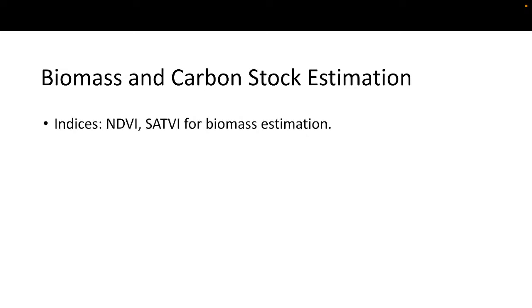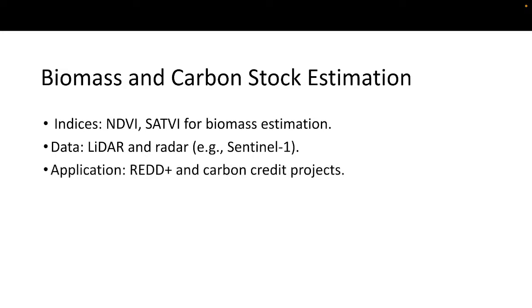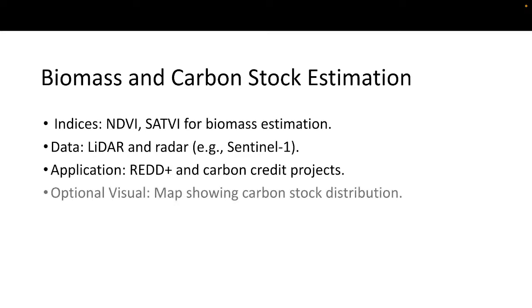As well as that, we also do biomass and carbon stock estimation using Google Earth Engine. Different types of indices are used here, for example NDVI or the soil adjusted vegetation index for biomass estimation. We can also use different types of LiDAR data or radar data, mainly SAR imagery, to detect forest biomass and carbon. For application, we use this in carbon credit projects. We also apply this technique and visualize the carbon stock distribution map.